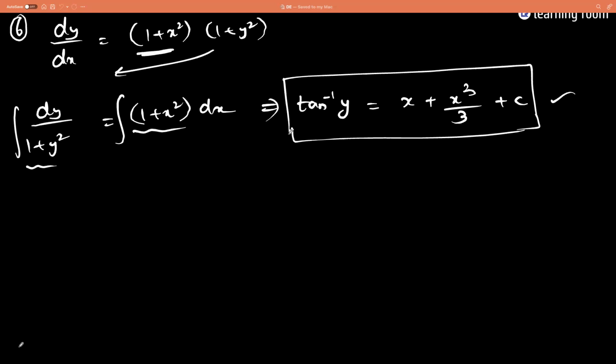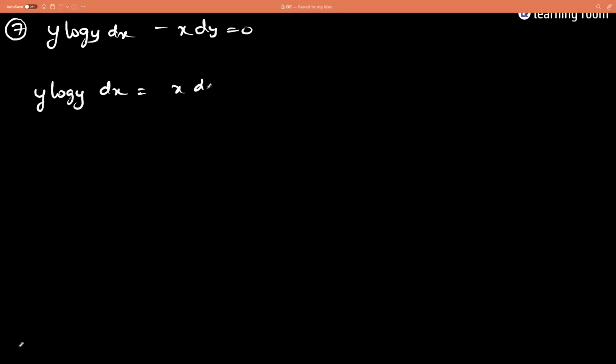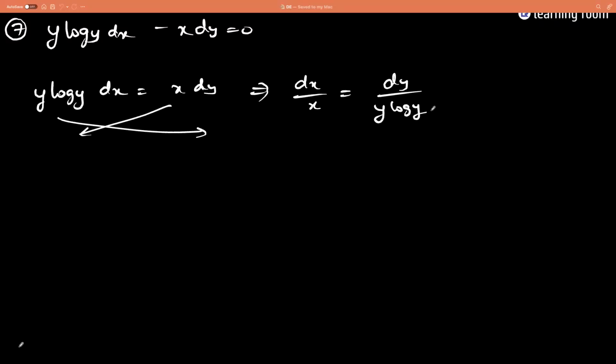Next one. 7th. y log y dx minus x dy is equal to 0. So y log y into dx will be equal to x dy. Bring this one this side and x this side. This implies dx divided by x will be equal to dy divided by y log y.